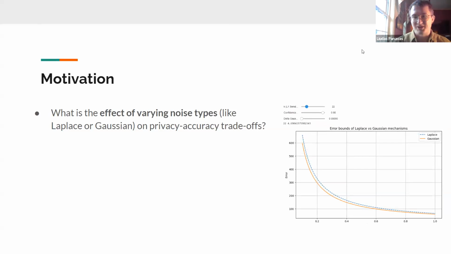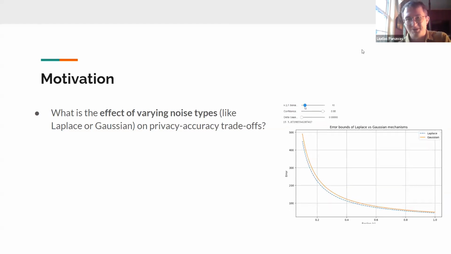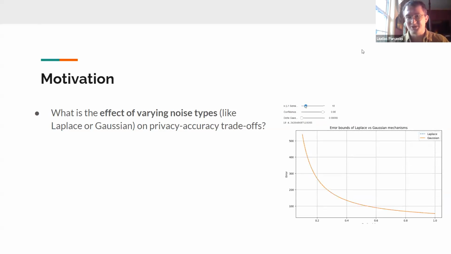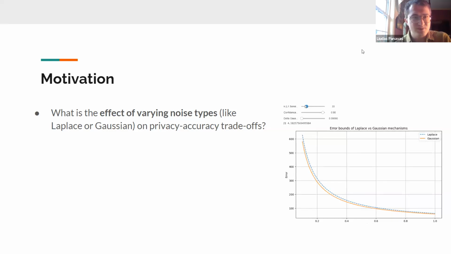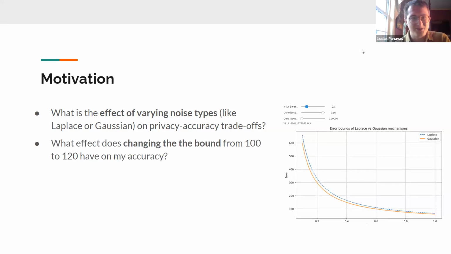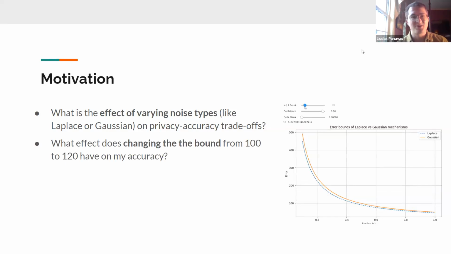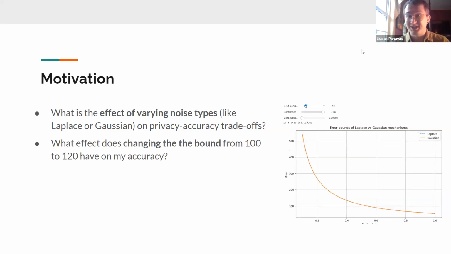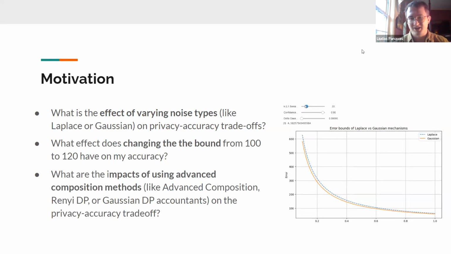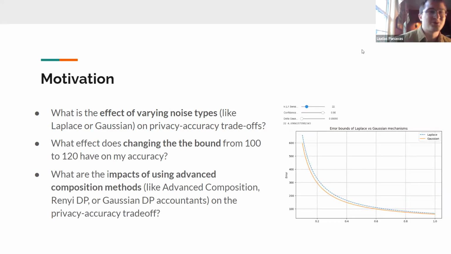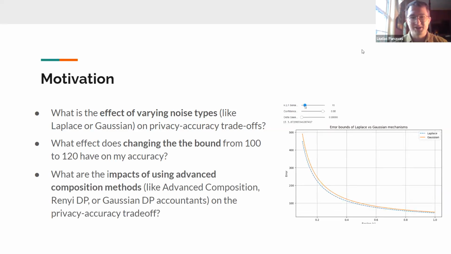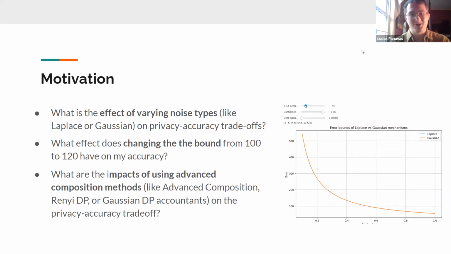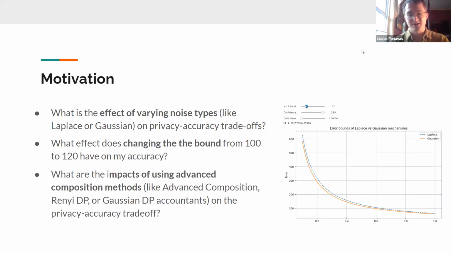And hopefully through some kind of interactive visualization, which here on the right, you can see the accuracy of one noise type will be better than the other. Some other questions that a user might have would be like, what effect does changing the bound from 100 to 120 have on my accuracy? And you can do the math, but simply seeing it might be easier. And then for more advanced questions, like what are the impacts of using advanced composition methods on a privacy accuracy trade-off? I think these are really hard to answer just by reading books or looking at the documentation.